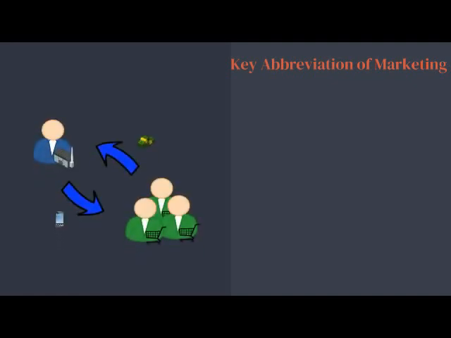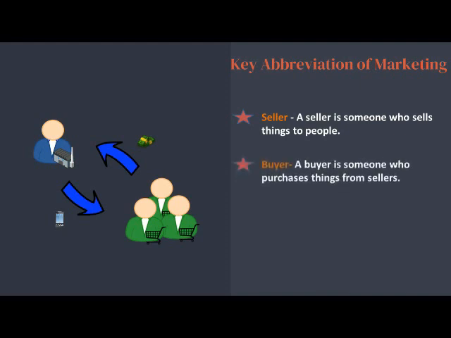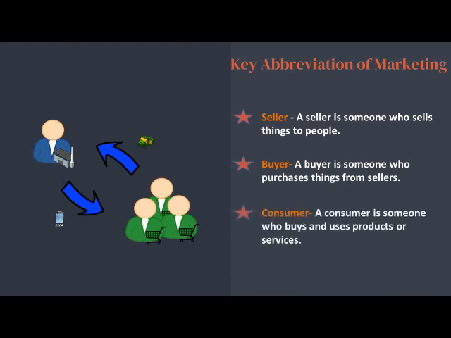Key abbreviations of marketing. Seller: a seller is someone who sells things to people. Buyer: a buyer is someone who purchases things from sellers. Consumer: a consumer is someone who buys and uses products or services. How is a consumer different from a buyer? A buyer is who buys the product and a consumer is who actually uses the product.